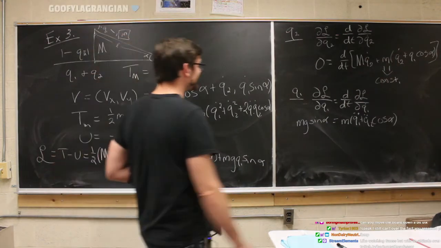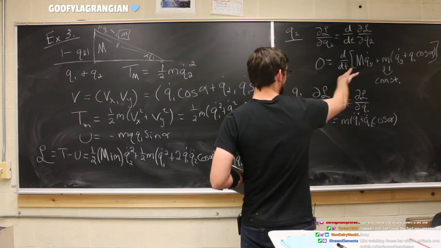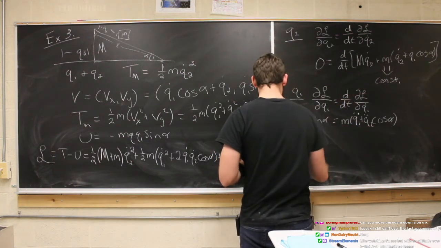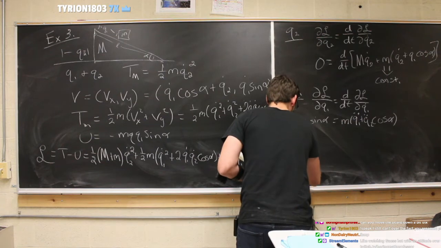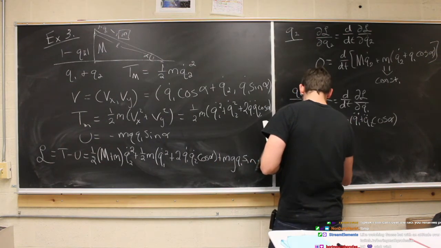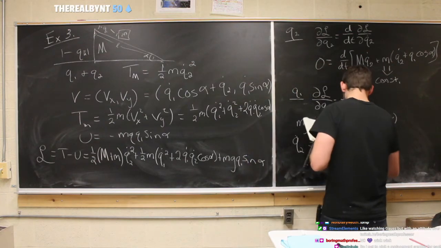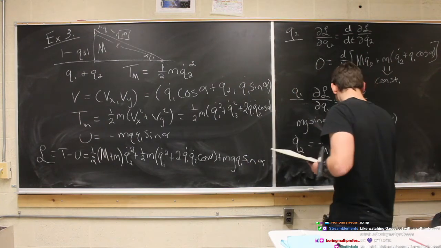There we go. So now we have q2 here, and we can solve this for q2 and then plug it in here. These are all q2 double dots, excuse me. q2 double dot equals little m over big M plus little m, q1 double dot cosine alpha.